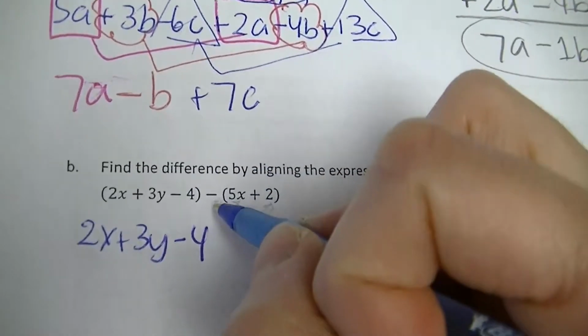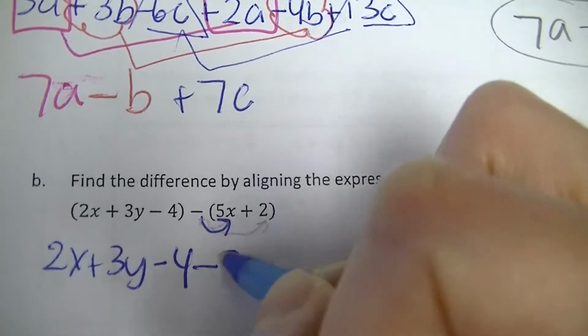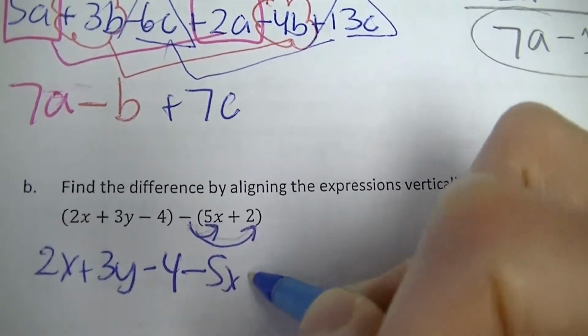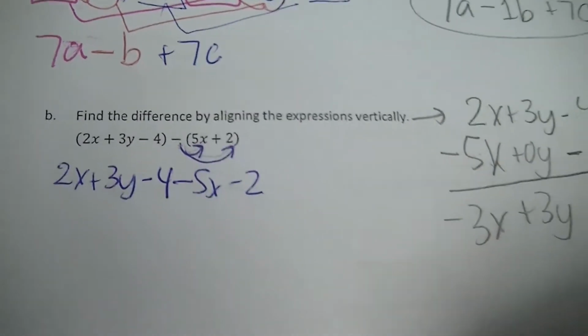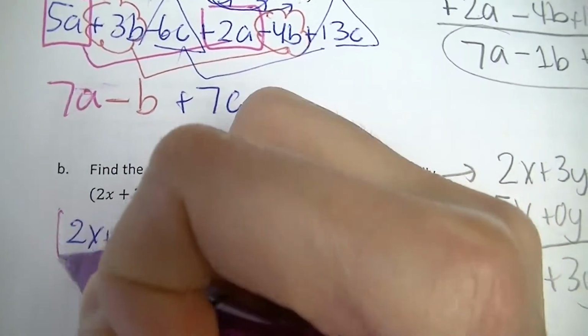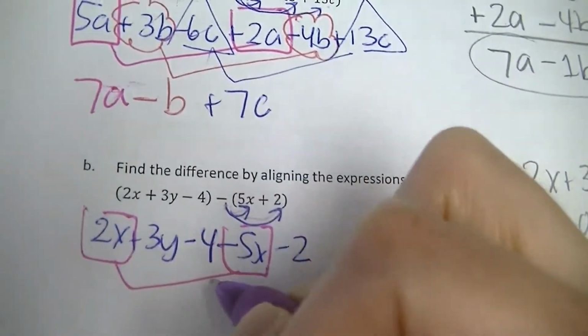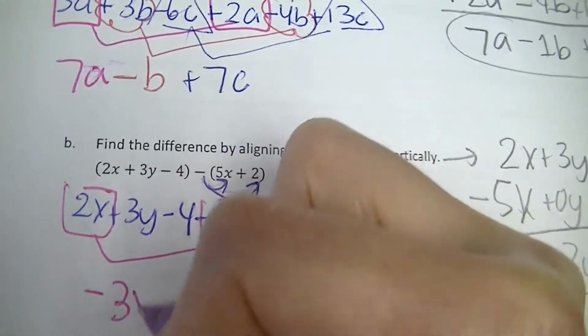And then, hopefully you notice that second set of parentheses has that minus sign, so you're going to distribute. Negative times 5x is negative 5x. Negative times a positive 2 is a negative 2. From there, you'd probably, hopefully, combine your like terms. And you can draw a box around the like terms. 2x minus 5x, that is negative 3x.